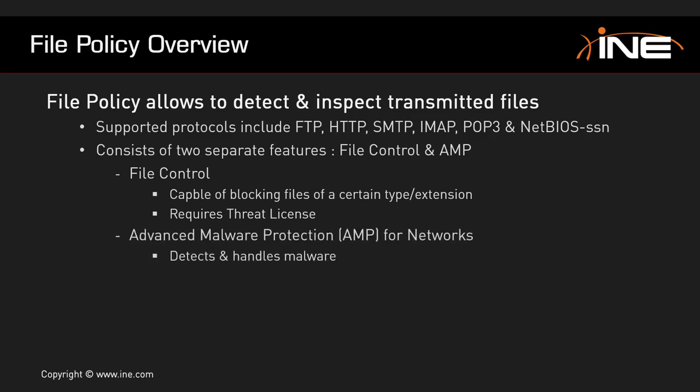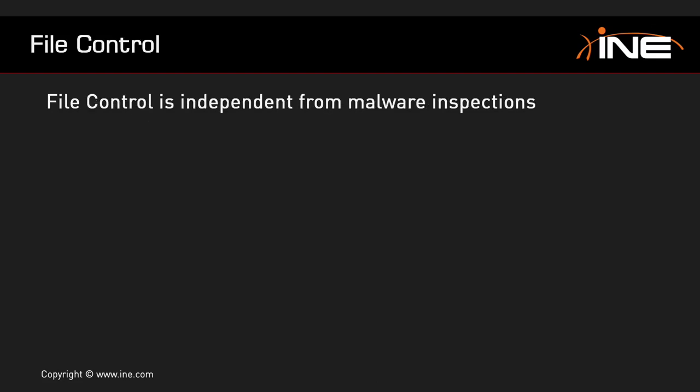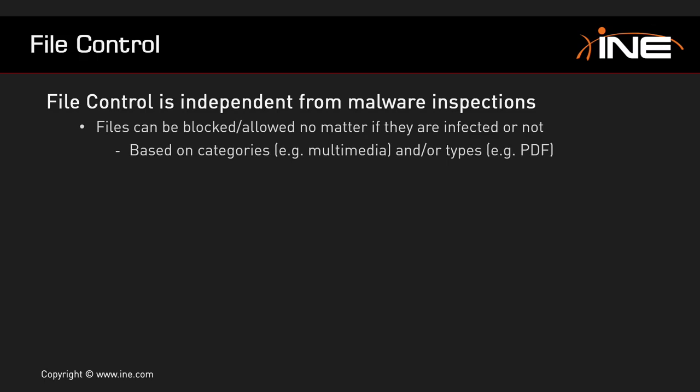And then advanced malware protection, the network flavor, is what we will use to detect different types of malware that can possibly be transmitted over those FTP, HTTP, SMTP, and so on connections. And this one is going to require a malware license. So if you want to use file control and advanced malware protection, you will have to activate two different licenses for threats and malware. Right now, it should be clear that file control is something separate from malware inspection, because this engine gives you an option to block a file no matter if it is infected or not.